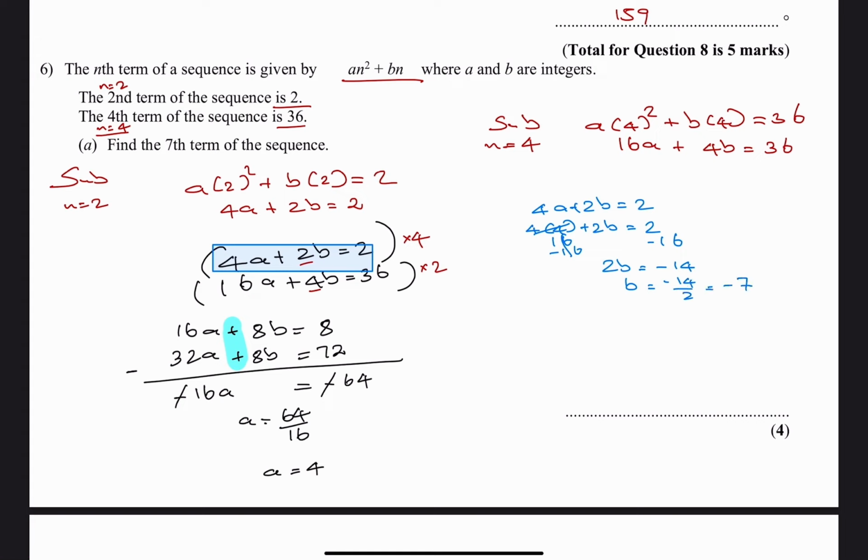So we found it. The nth term of that sequence will be an squared plus bn. A is 4, so 4n squared. We can't write plus 7, it's actually a minus 7n. That's the nth term.